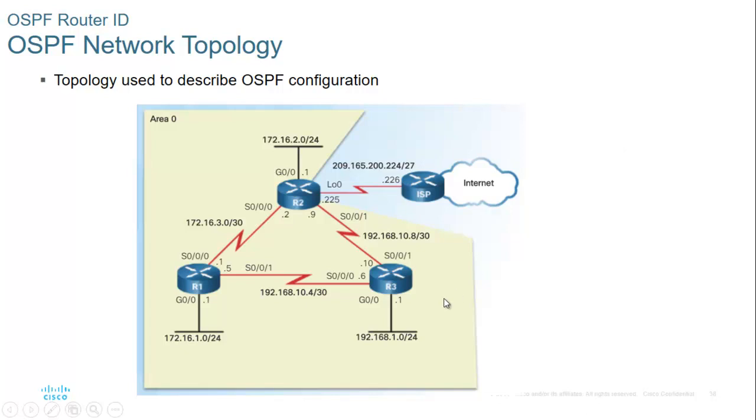Within this topology, we see that there are 3 routers within the network, and if you see the color here, they are within the same area, area 0, and then R2 is connected to the internet.